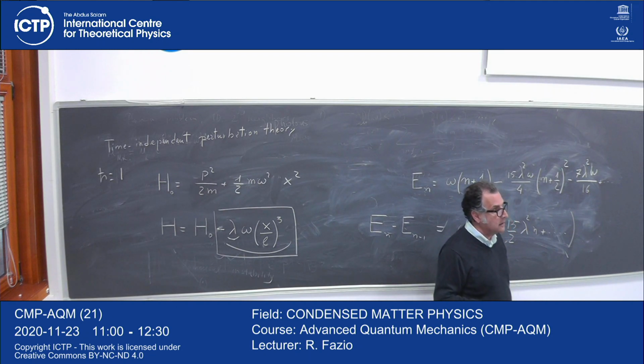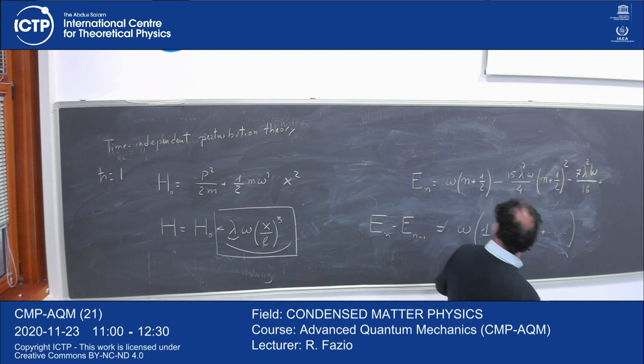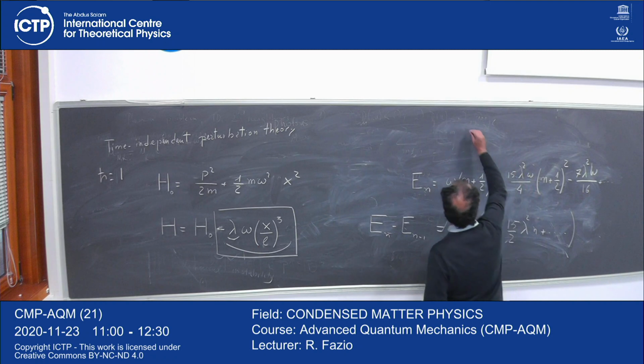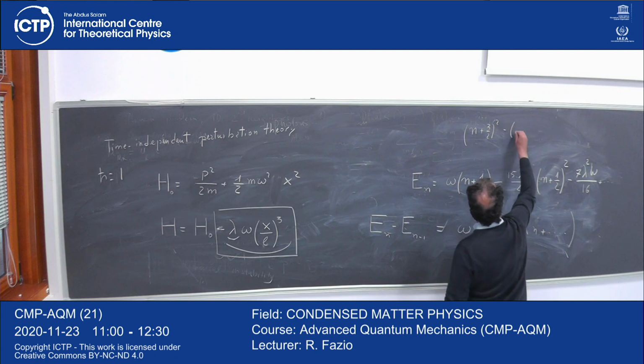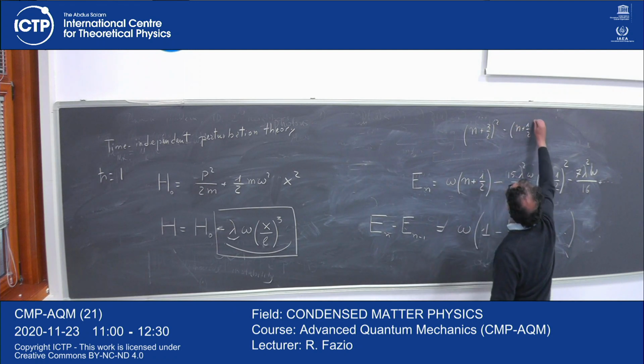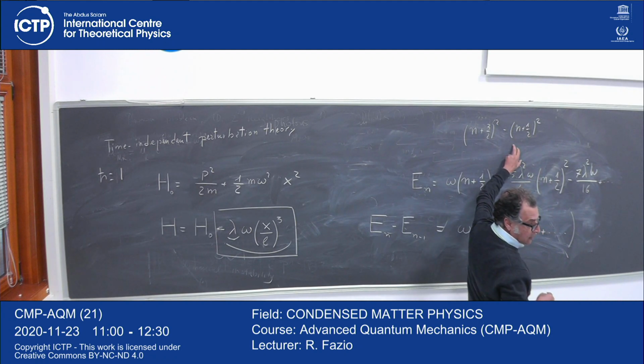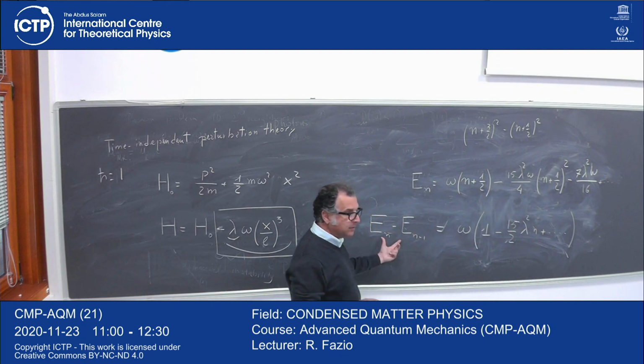Professor? Yes. What about the n squared term? So I'm taking the gap. So the gap I have to do from this term, I have n plus 3/2 squared minus n plus 1/2 squared. So the n squared term disappears. Okay? So this is the energy difference between neighboring levels. Okay? Yes.